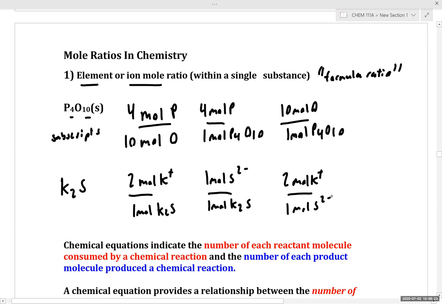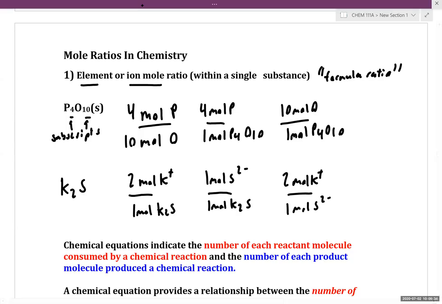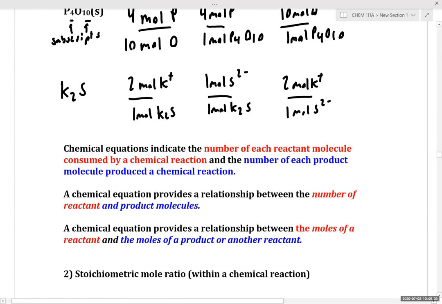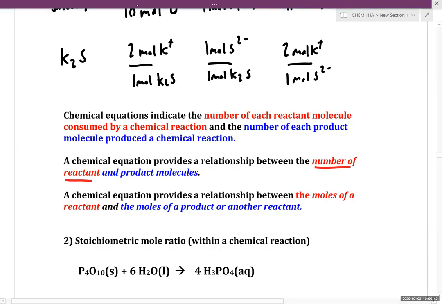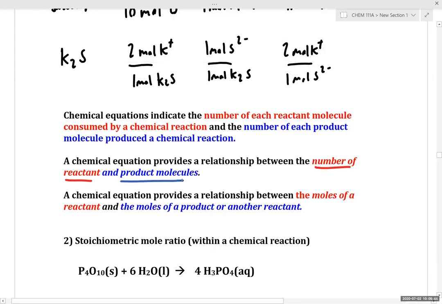Wonderful. So we've certainly used and written out mole ratios based on the formula. Critically, we are reading the subscripts. Now, chemical equations are really wonderful in that they provide a relationship between the number of reactant and the number of product molecules. Further, this particle-to-particle ratio can be written as a mole-to-mole ratio. So chemical equations also provide a relationship between the moles of a reactant and the moles of a product or another reactant, okay?